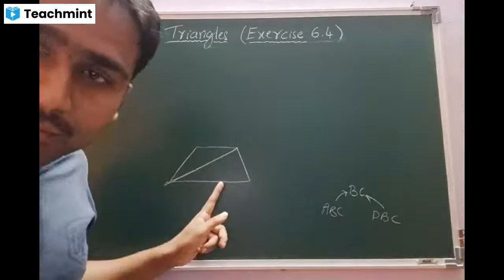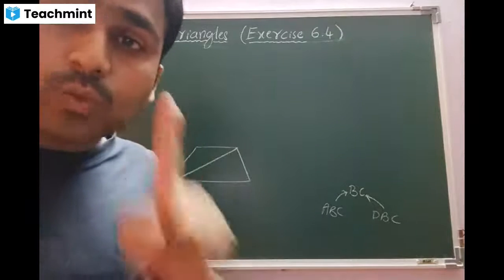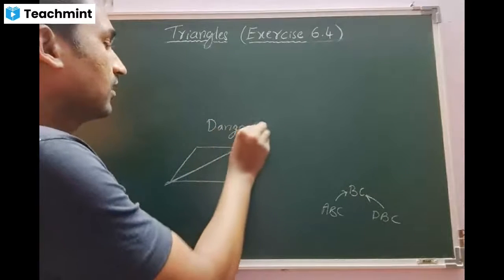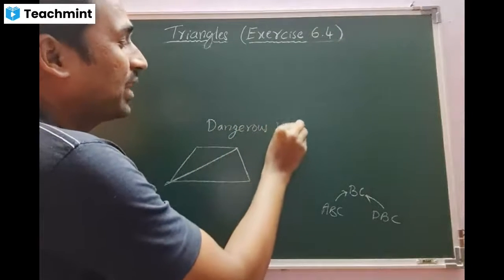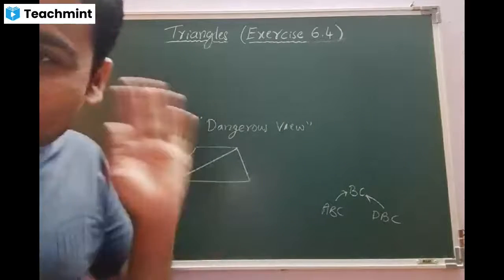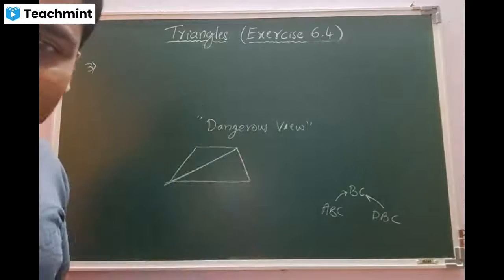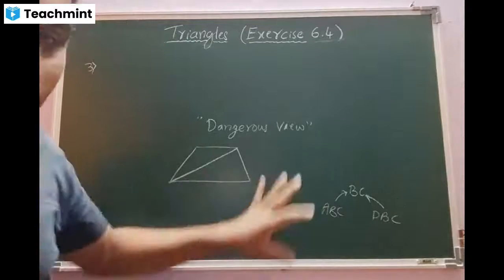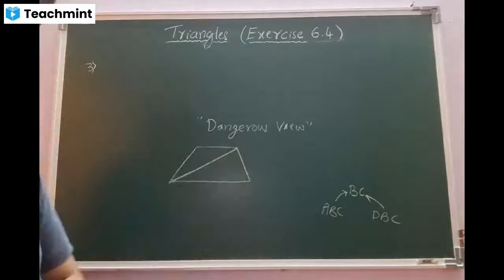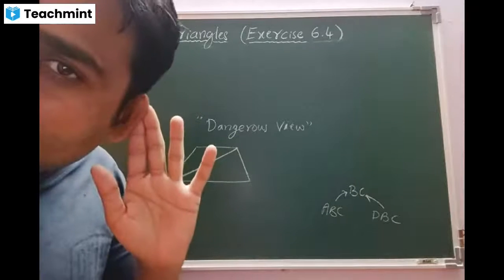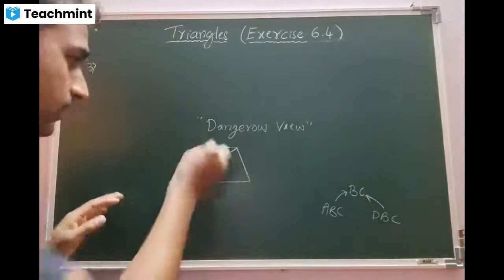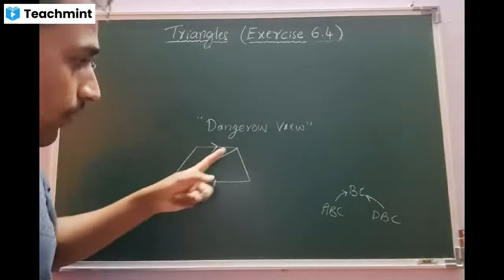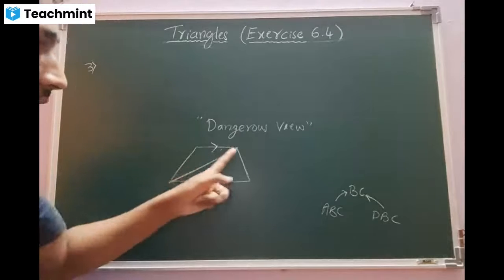Yes, sir. This is the dangerous view. Can you tell me why? Beta, what is the reason? Why will it be a dangerous view? Don't look at this one as a trapezium. Why? Because if you look at it like that, we'll get all wrong answers. Yeah, beta. We will start thinking about parallelity and then we will start thinking about alternate angles.